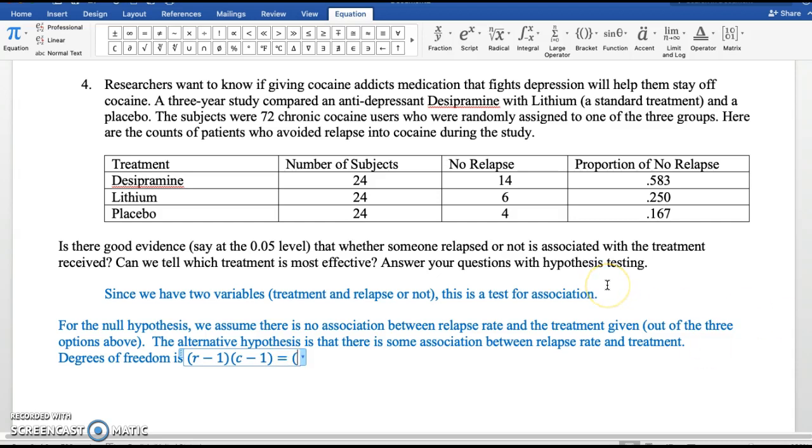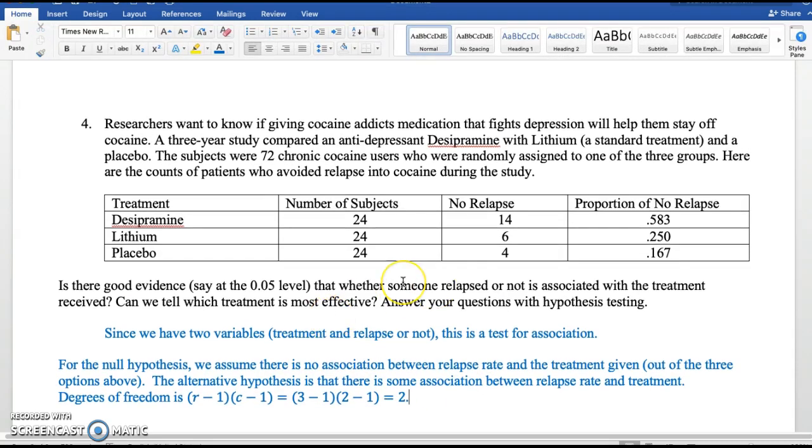The number of rows is 3, and the number of columns is 2. So think about this. I've got 3 different treatments, and then there are 2 options, to relapse or to not relapse. So that would be 2 degrees of freedom.